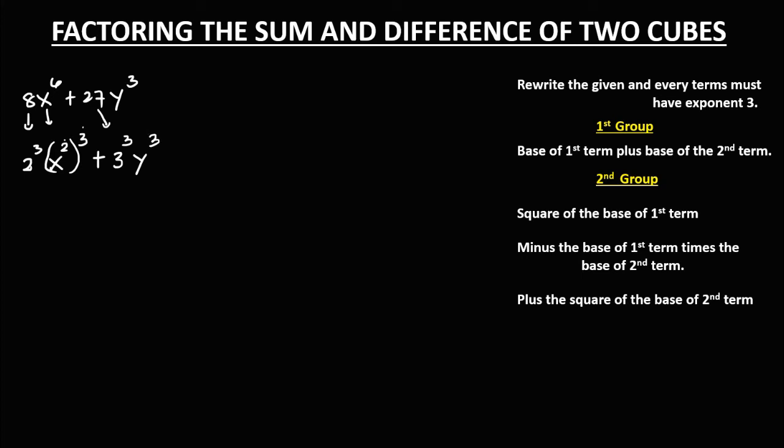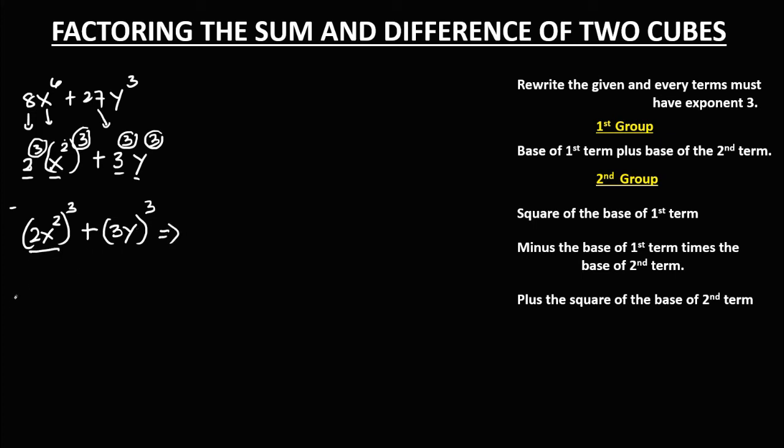Then simplify for the first term. We can put this exponent 3 outside and combine this 2x squared. So we have now 2x squared, then to the power 3. Then plus, for the second term, put this exponent 3 outside and combine this 3y. So we have 3y, then to the power 3. So from this equation, we can find now the factors.